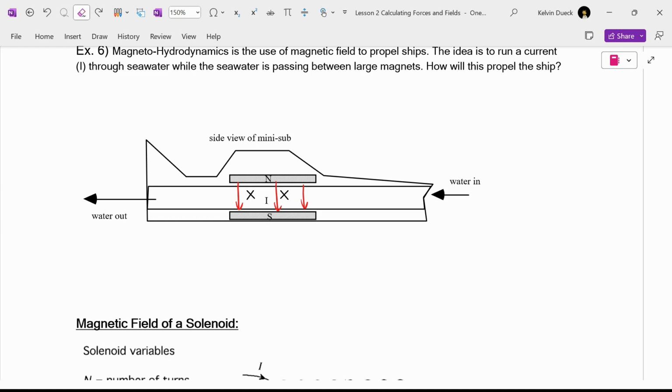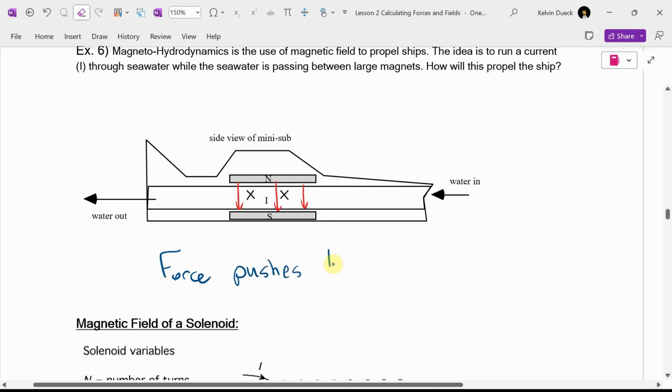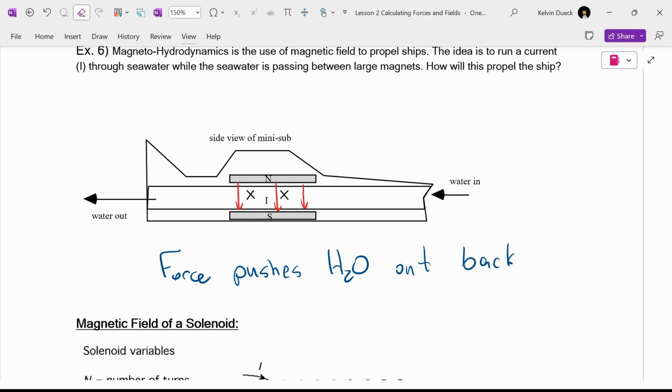I don't know if this has ever been built. It was a big thing in the 80s as a kind of neat idea, but this would be very difficult to detect underwater. So the force pushes water out the back. It's a neat application.